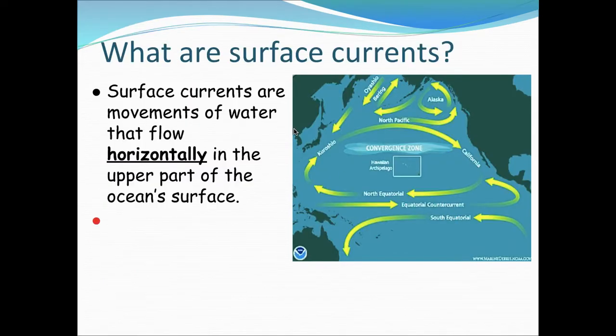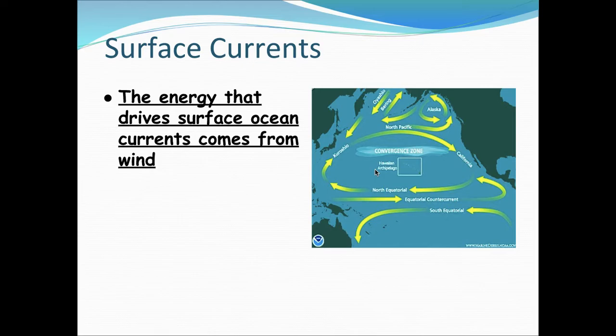All right, let's look at surface currents. So surface currents are the ones that move horizontally. They stay at the top of the ocean. They stay at the surface. These are currents that are caused by wind. Wind creates these. It's pushing water a certain way.